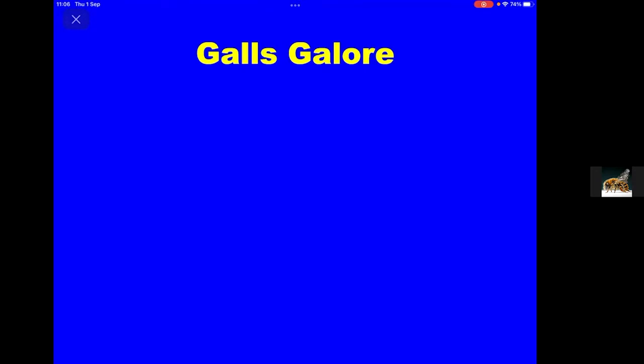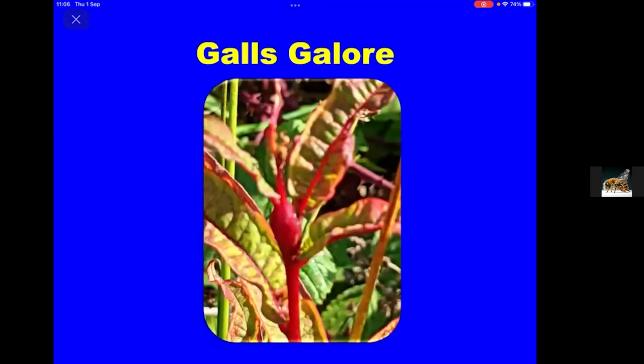Galls are a fascinating phenomenon, or at least they are to some of us, and I hope by the end of this morning that you'll think that they're fascinating too. They come in all sorts of shapes and sizes, and they're caused by all sorts of different things. So this one, just as a quick introduction, is a gall caused by a moth on rosebay willow herb. And it's generated by the larva of the moth feeding in the stem.